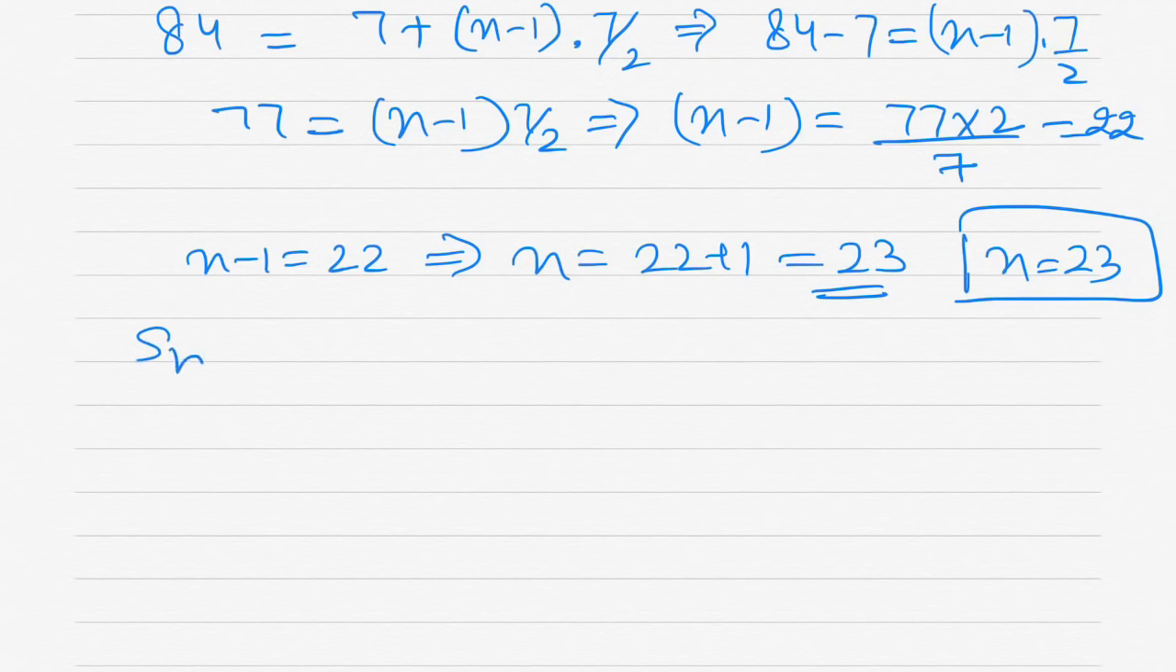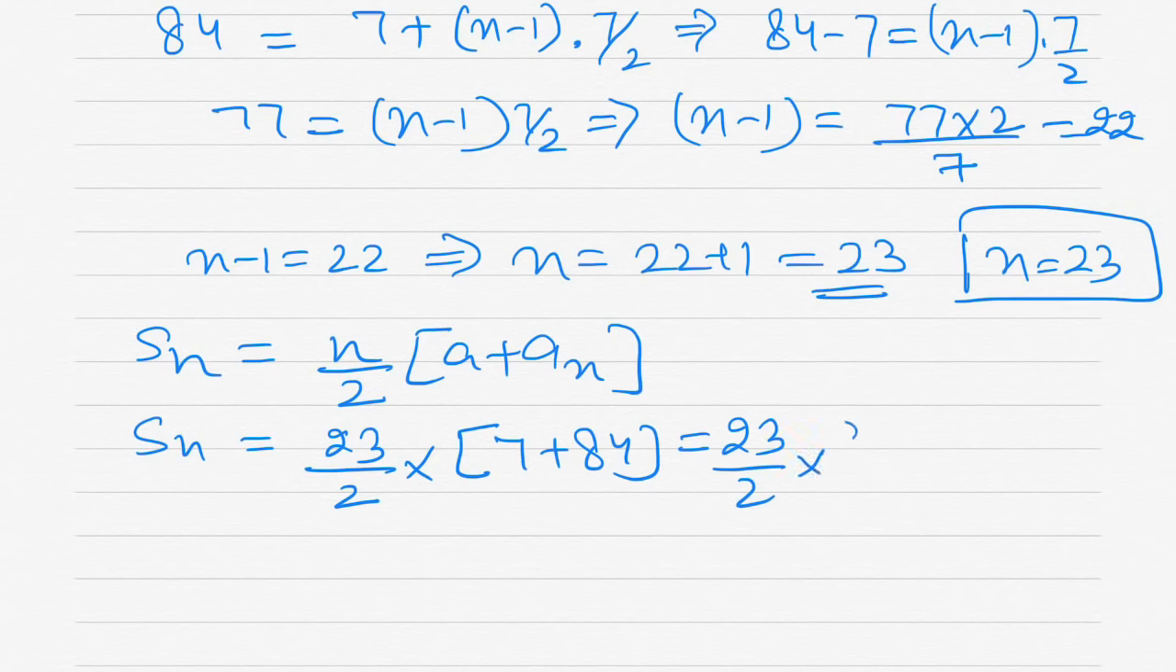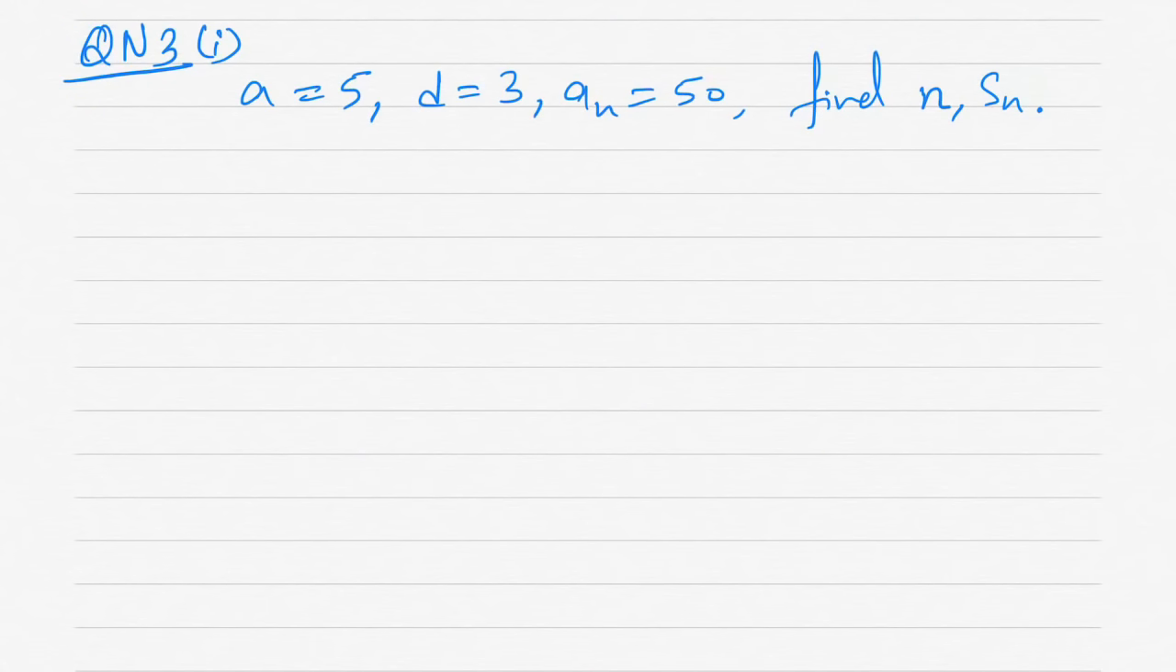Now the second part of the question is Sn. We have to calculate Sn. The formula for Sn is n by 2 into a plus an. I can use this formula because an is given. So Sn is equal to 23 by 2 into, what is a? 7. What is an? 84. So it is equal to 23 by 2 into 91, which is equal to 1046.5.